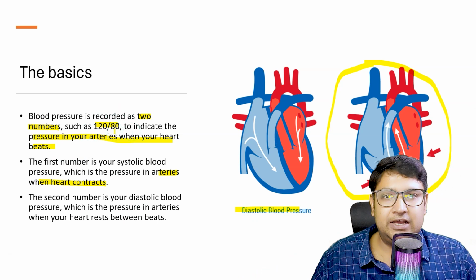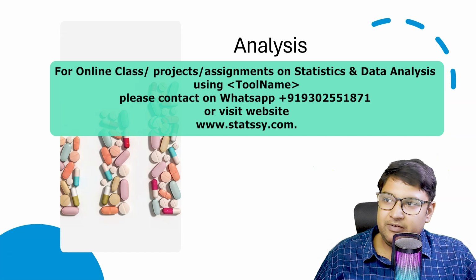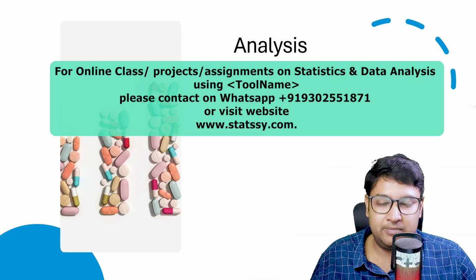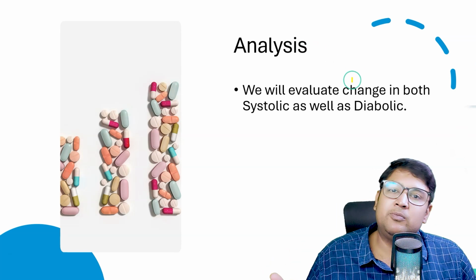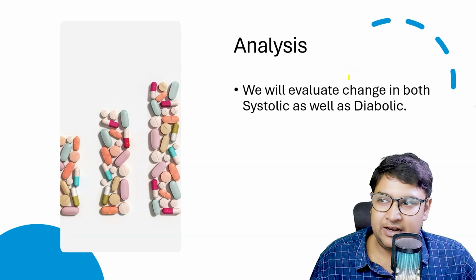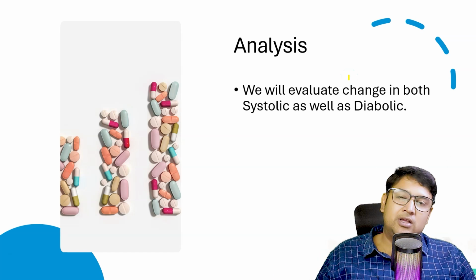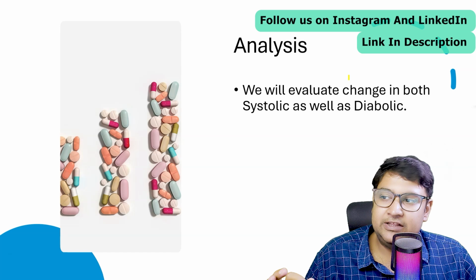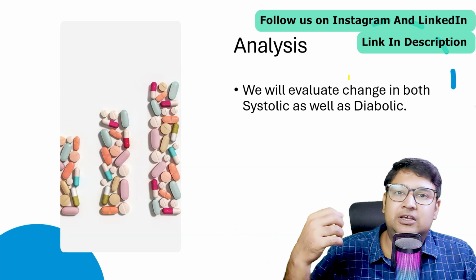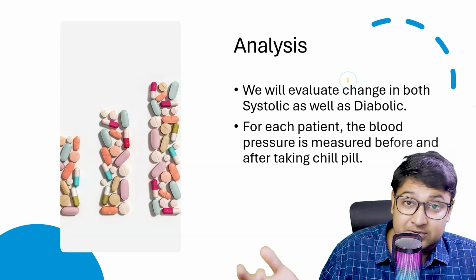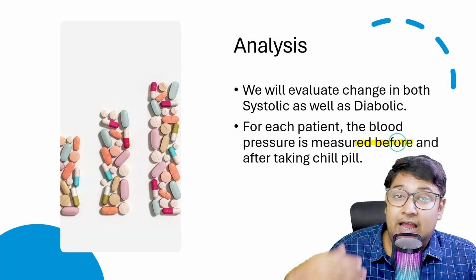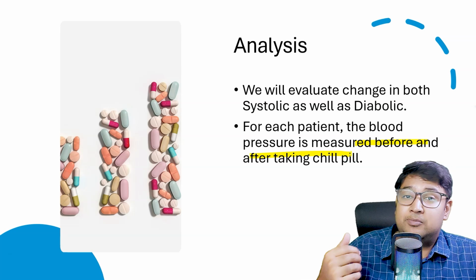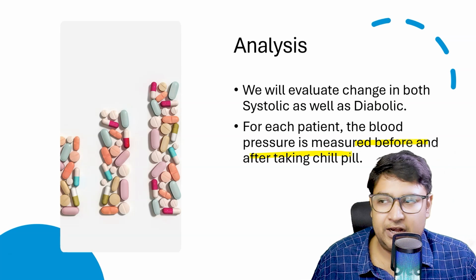Now, what exactly is the analysis we have to perform? We will evaluate the change in both the systolic and diastolic blood pressure. This is what you have to perform as a data analyst. And how will you perform it? For each patient, the blood pressure is measured before and after taking the Chill Pill. There were 50 patients. They might be stressed, so their blood pressure was recorded, and after that they were given the Chill Pill, and the blood pressure was recorded again.